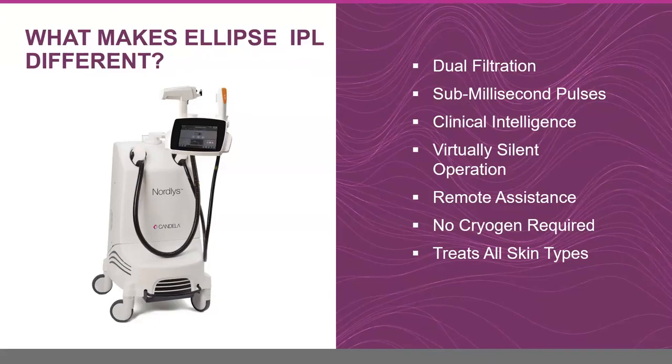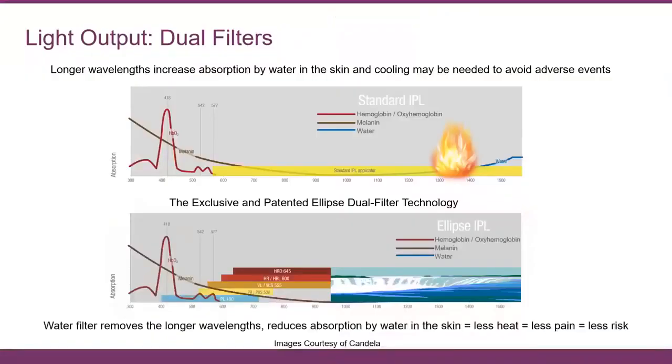It gives you all of the treatment options depending on which handpiece you have connected. You select what your treatment is, having already selected the patient and the skin type, and the machine will give you the starting parameters. It's very quiet. It can be hooked up to your Wi-Fi, so you have remote assistance. We don't need any cryogen cooling, and depending on the handpiece, we can treat all skin types. So it's a very versatile system. We'll look into this in a bit more depth.